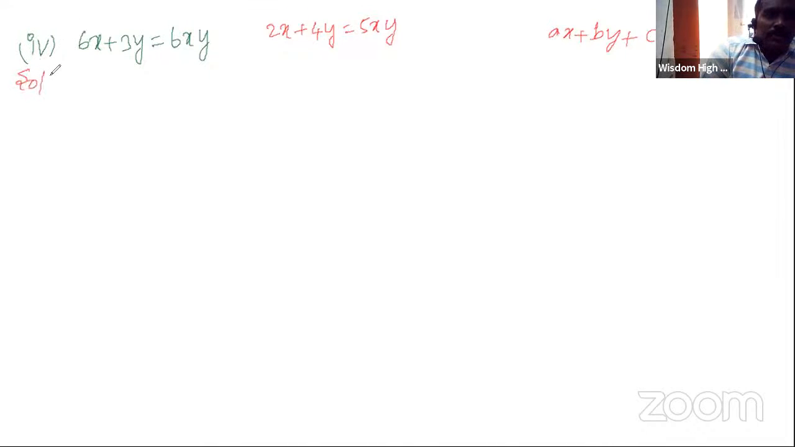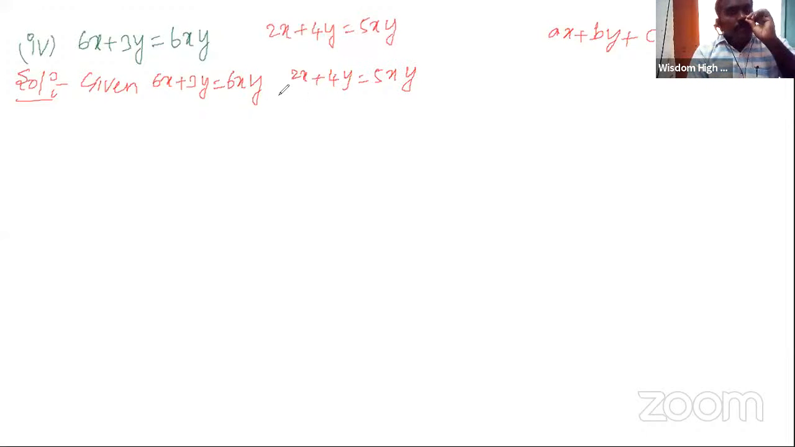Just observe carefully, students. The given equations are 6x plus 3y is equal to 6xy, and 2x plus 4y is equal to 5xy. Here, if you want to make this a constant term, you have to do one thing. You have to divide both sides by xy. Okay. Now, dividing both sides by xy.